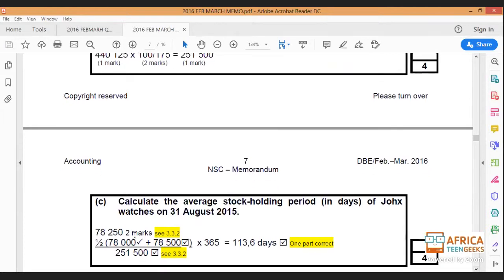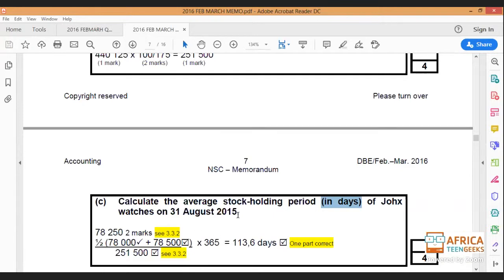Number C is saying calculate the average stock holding period in days, right, of Jocks watches on 31st August 2015. We know that the average stock holding period is always your average stock, which is your average trading inventory. How do we calculate the average trading inventory? You take this year's closing stock and last year's closing stock, and divide by 2 or multiply by half. You always divide it by this year's cost of sales. But because the examiner said in days, you must always multiply by 365, because they wanted it in days.